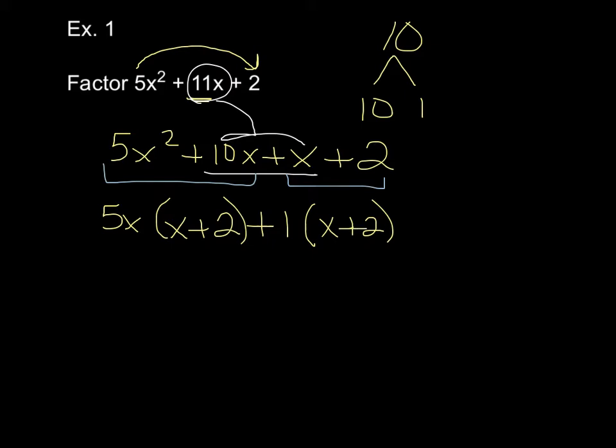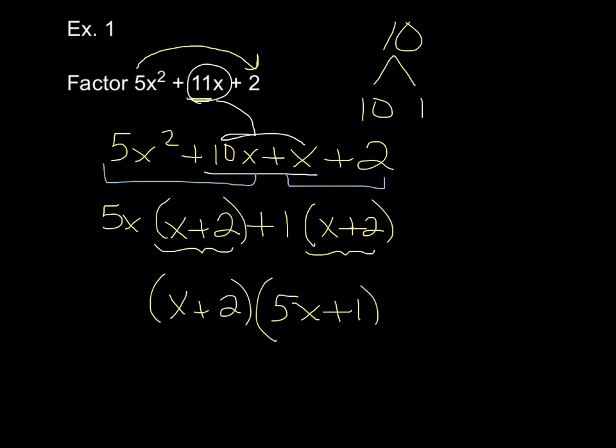Now if all this gets done correctly, we should always end up with the same thing in each group of parentheses. So now if we think about taking out the common factor again, the common factor is x plus 2, and when I pull that x plus 2 away from those pieces, I'm left with a 5x and a plus 1, and there's my two factors.